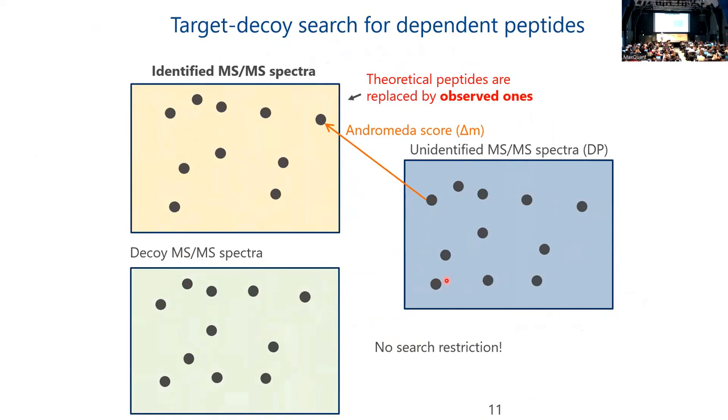So again, it's to the previous question. It can be identified. It just won't bear a modification. It will be marked as unmodified peptide. Exactly. But if you're looking for modifications, that's only the case for the peptides that were identified in the previous step. When looking actively for cleaved peptides, is there a gain in using dependent peptides as opposed to semi-tryptic search?